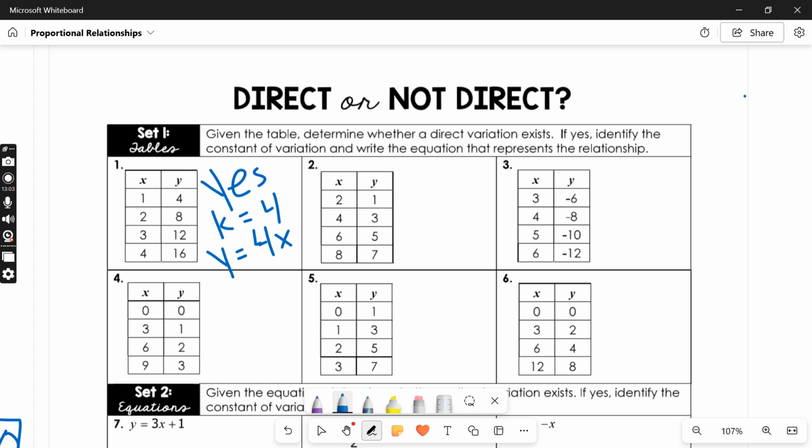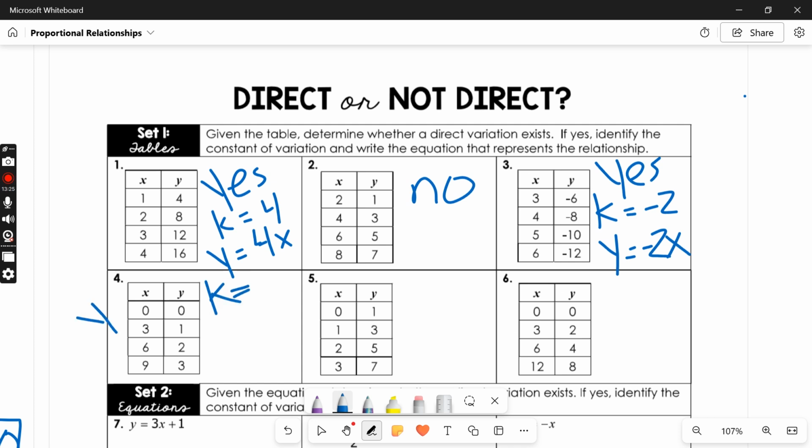All right. Number 2 is no. So since it's no, I shouldn't have anything else written with it. Number 3 is yes. K equals negative 2. So y equals negative 2x. Number 4 is yes. K equals 1/3. Write it as a fraction, not as a decimal, because 1/3 is a repeating decimal. We want to write it as a fraction. So then our equation is y equals 1/3 x.